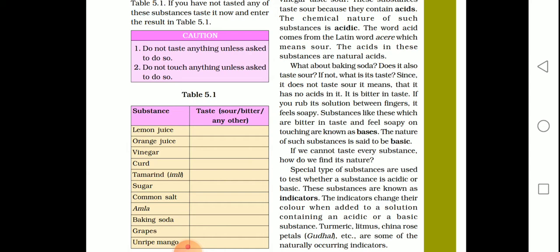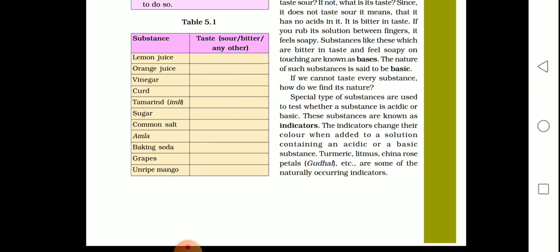We cannot test every substance. Some substances may be poisonous, some may be harmful to our health. We cannot test every substance with the help of the tongue or mouth. So what is the alternative method to test whether it is basic or acidic? There is a special type of substance used to test whether a substance is acidic or basic. These substances are known as indicators. Indicators change their color when added to a solution containing an acidic or basic substance.